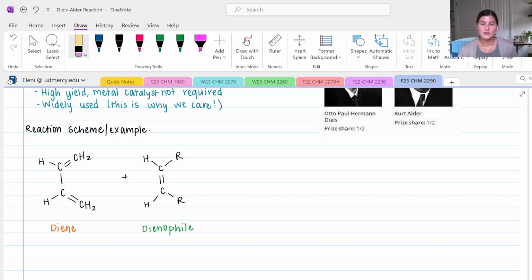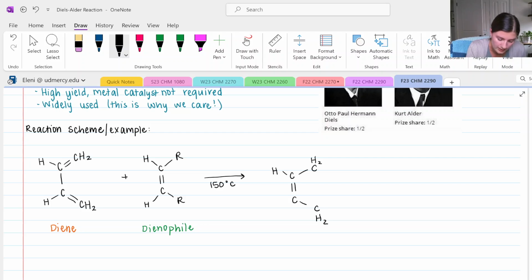When these two types of molecules react, so a diene and a dienophile, usually under some amount of heat, the product is a ring. So I'll just draw out the product and then we'll trace the atoms back to the reagents so we can see where each atom is now in the product.